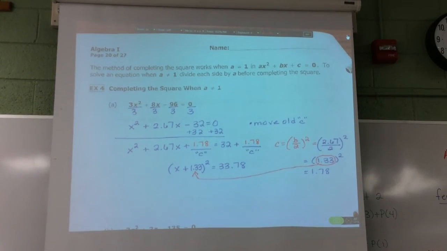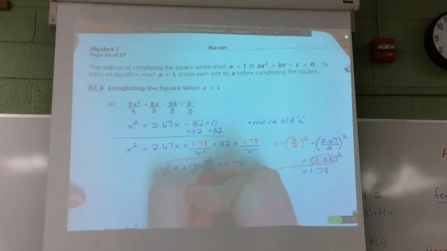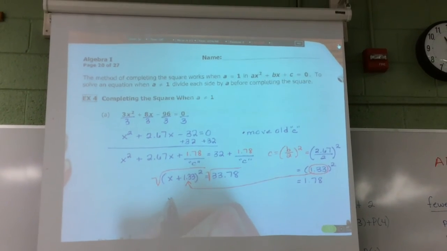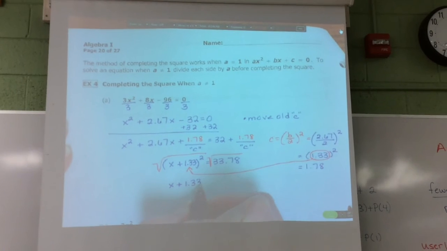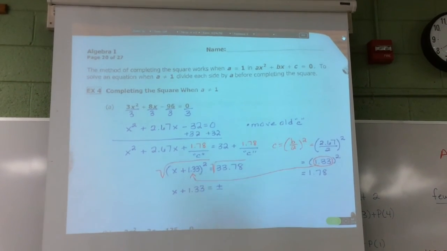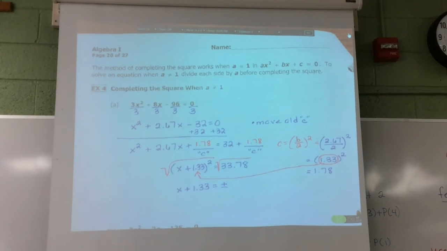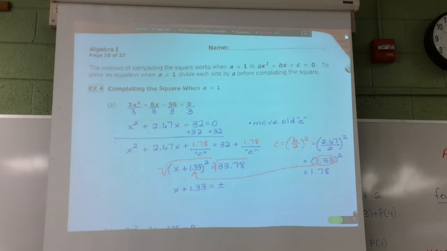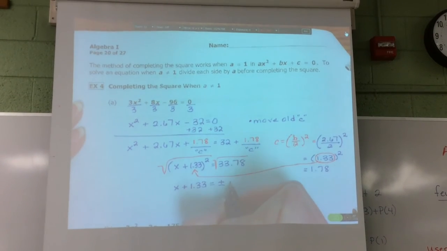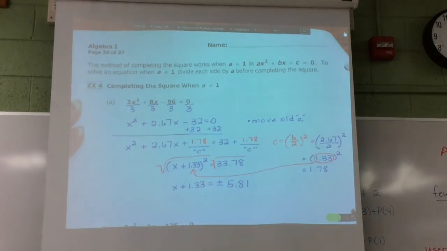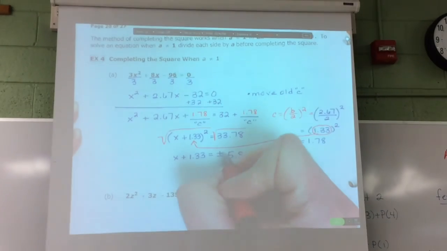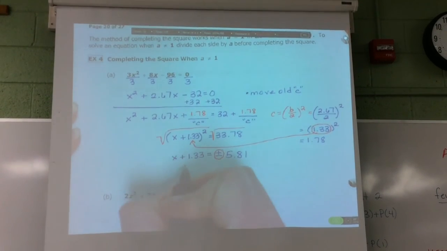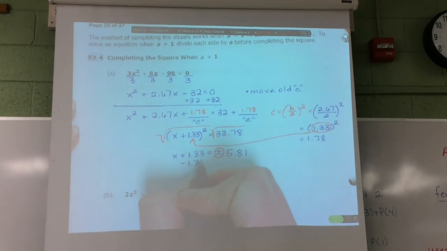The next thing is exactly like before. Take the square root of both sides. When we take the square root of this, we get x plus 1.33 equals plus or minus. Now, we need to take the square root of 33.78. And I got 5.81. And here's something that's important. Remember when you're doing this, you're going to get two answers, one plus, one minus. Okay? The last step, subtract away 1.33.